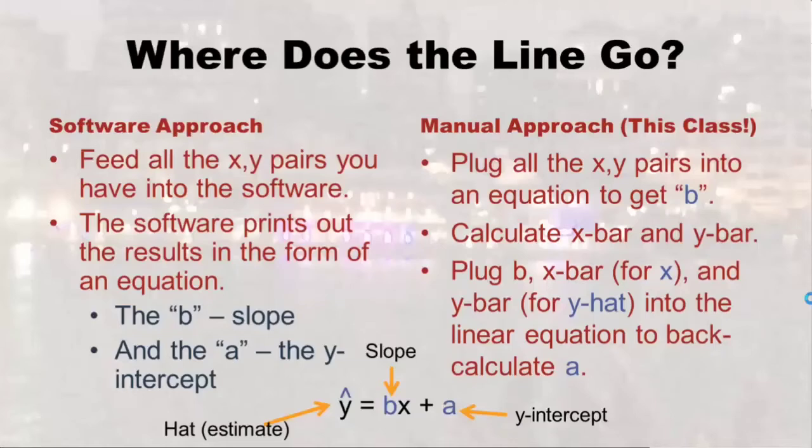And the rule of the least squares line, one of the rules of it, is that x bar comma y bar is on that least squares line. So you can know, if you calculate that out, that that's actually on the least squares line. Okay? And so finally, after you do x bar and y bar, you plug in B, and you plug in x bar for the x, and you plug in y bar for the y hat to back calculate the A. So it's a similar but different process as algebra.